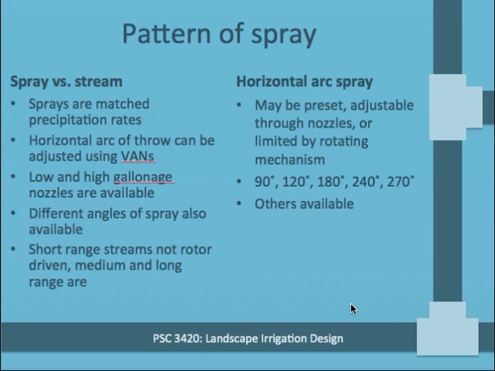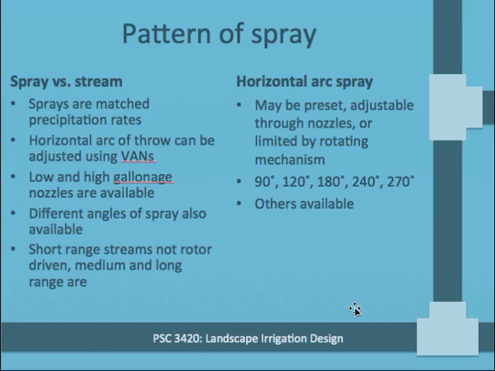Now spray pattern is also classified into two main categories. There's spray versus stream, and there's also sprinkling or bubbling. Horizontal arc or throw can be adjusted with these sprinklers, and typically there are fixed arc nozzles as well that come in standard degree ranges, so 90 degrees, 120 degrees, 180 degrees, and so on.